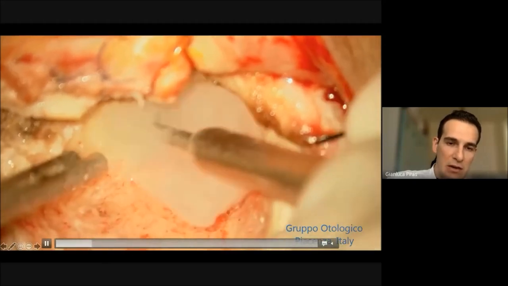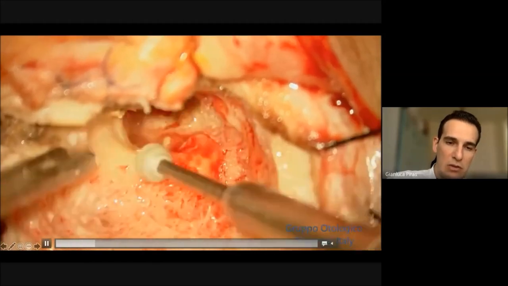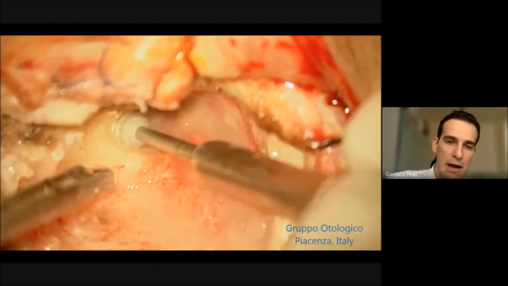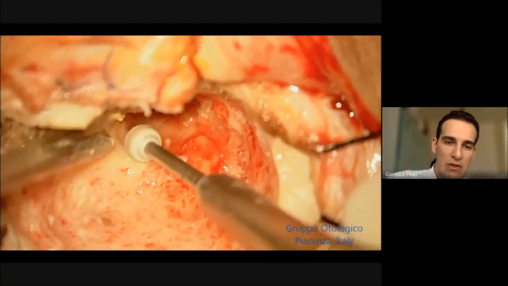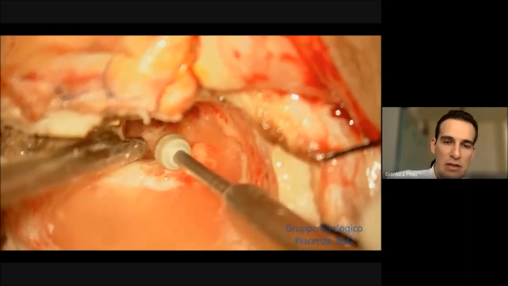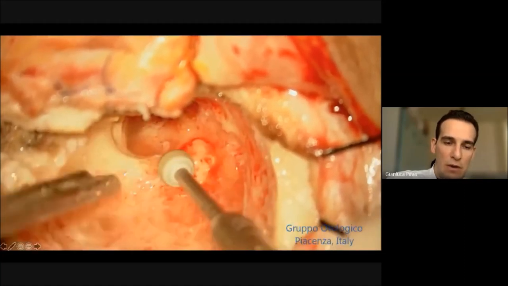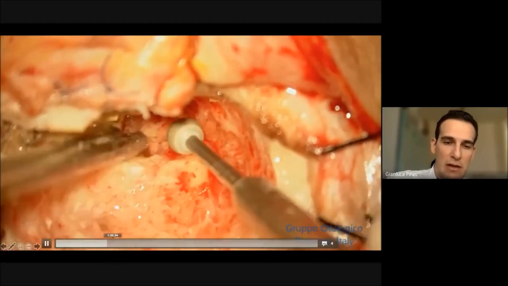Obviously, with a standard cochlear implantation, it won't be so easy to find the right hole to insert the array. With a subtotal petrosectomy, you have all the space that you need to identify the area of the round window, to do the drill out, and then to insert the implant.